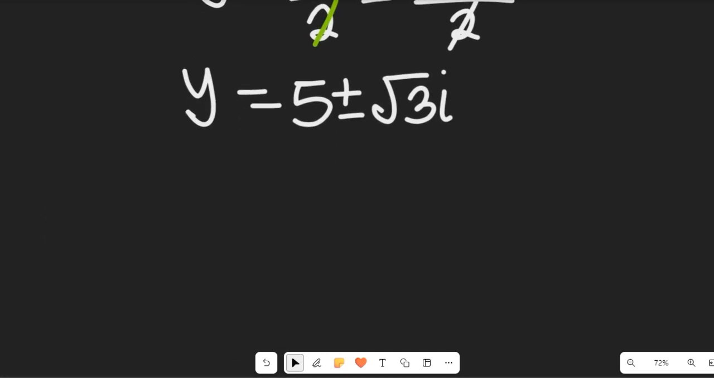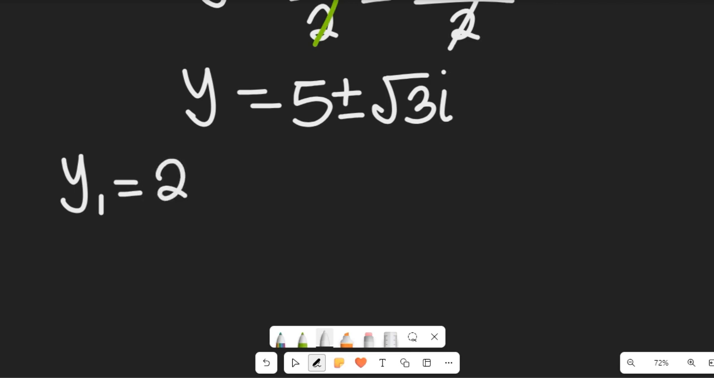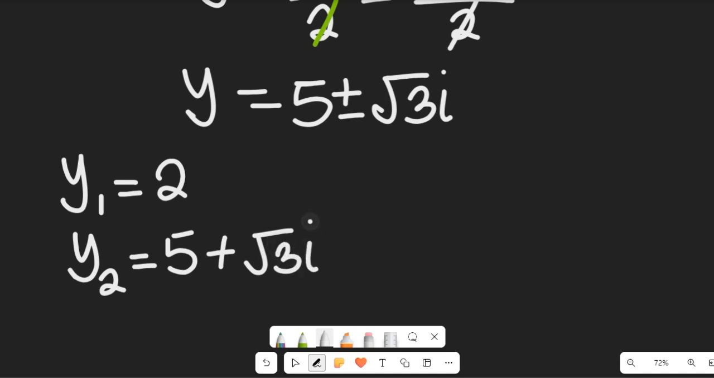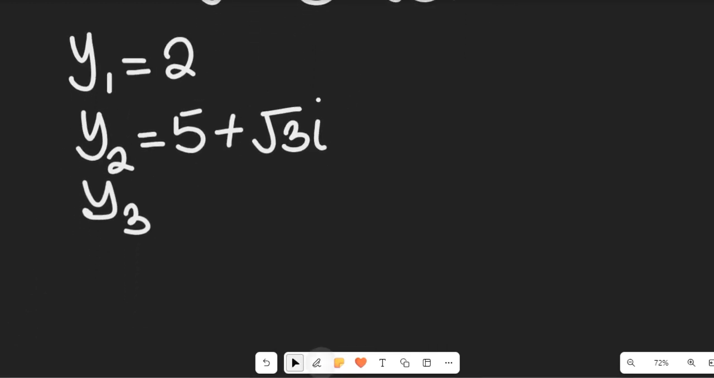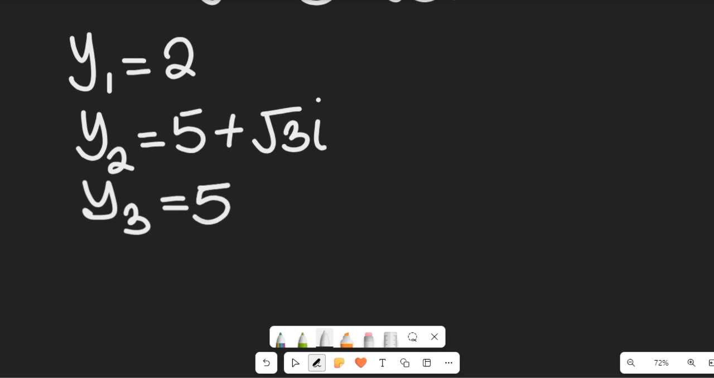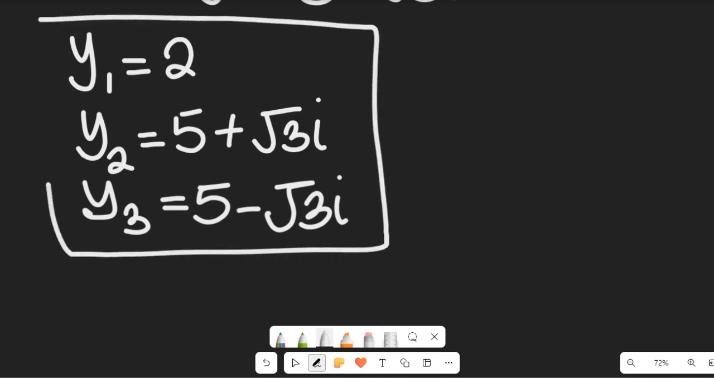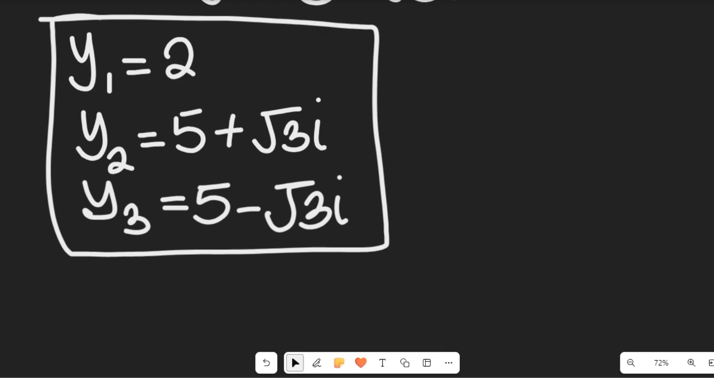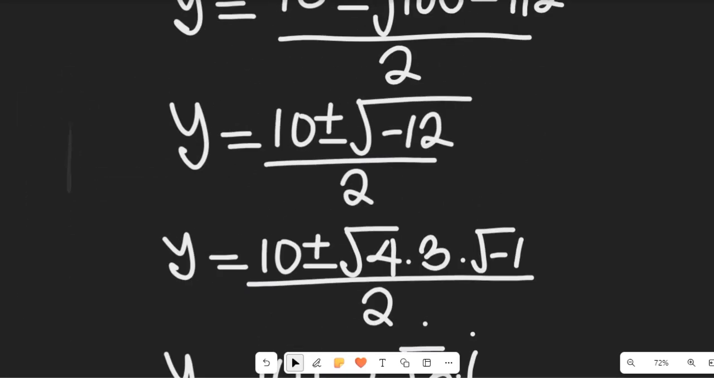So the values of y from the initial part we got: y1 is equal to 2, y2 will be equal to 5 plus root 3 imaginary, and y3 will be equal to 5 minus root 3 imaginary. So these are the solutions for the values of y that satisfy the equation we're given up there.